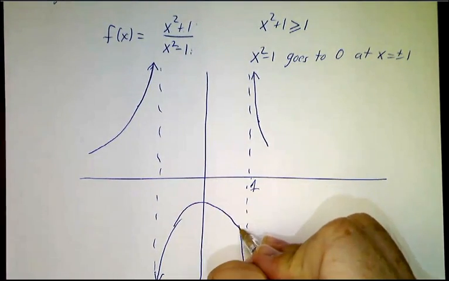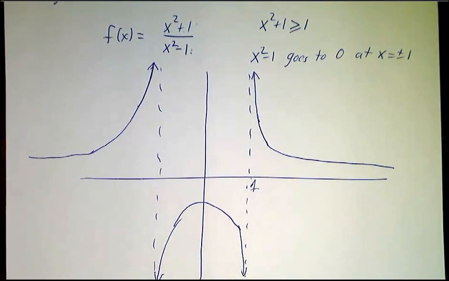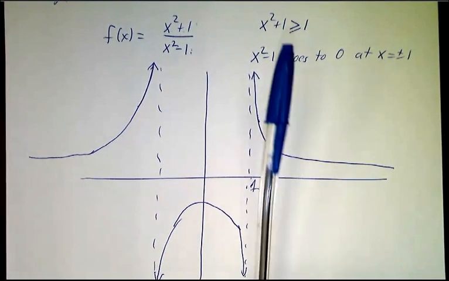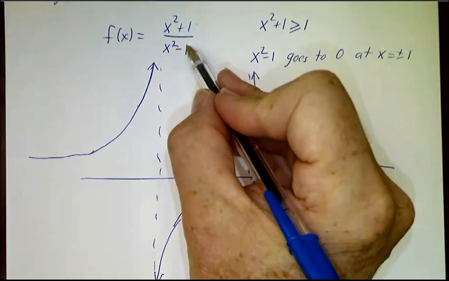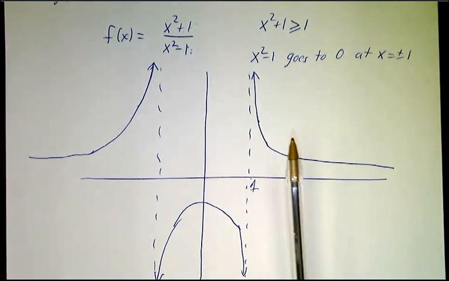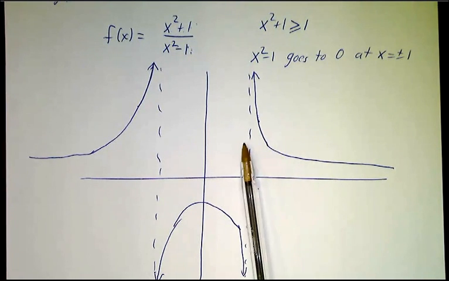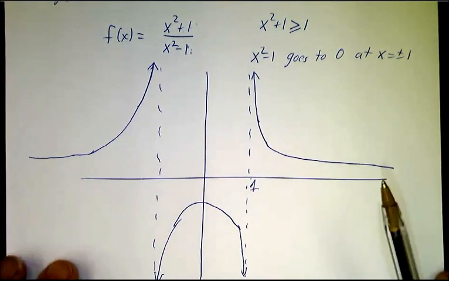In fact, the curve winds up looking like this. Vertical asymptotes at 1 and minus 1, because that's where the denominator goes to 0 and the numerator doesn't. And you have to check what's happening to the right, what's happening to the left of each asymptote to see whether you go up or down.